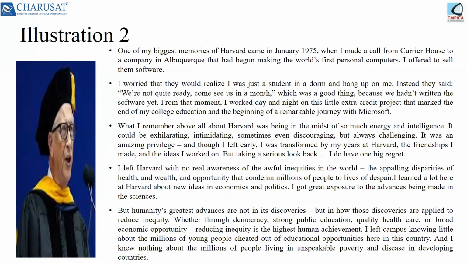Illustration 2. We know this guy, right? He's from your very own field, which is your computer field, computer applications, and the name of the person is Bill Gates. Now, this speech that you see on the screen, the different paragraphs are put as different points over here. These are not the pointers, these are part of the speech. Again, this is not the whole speech.